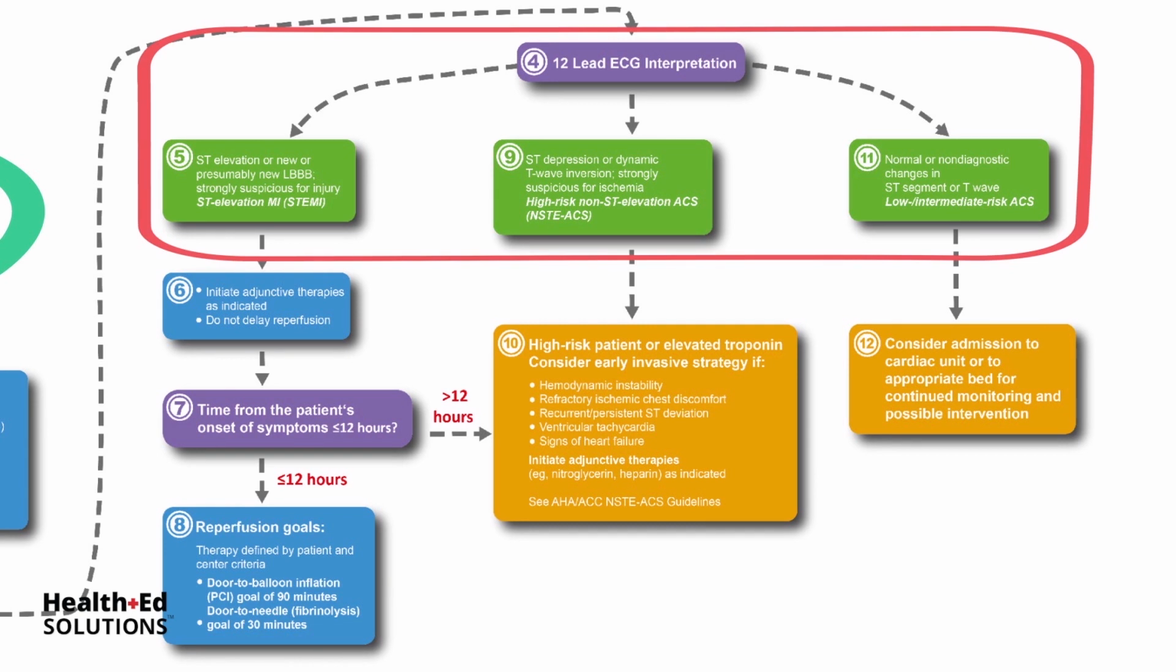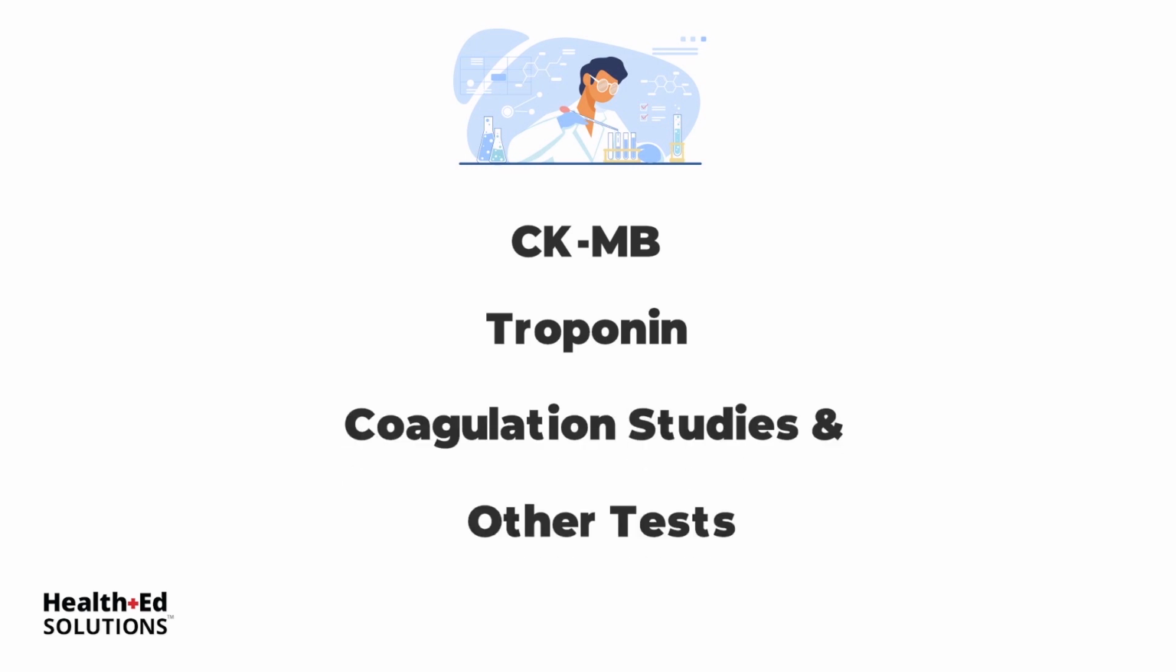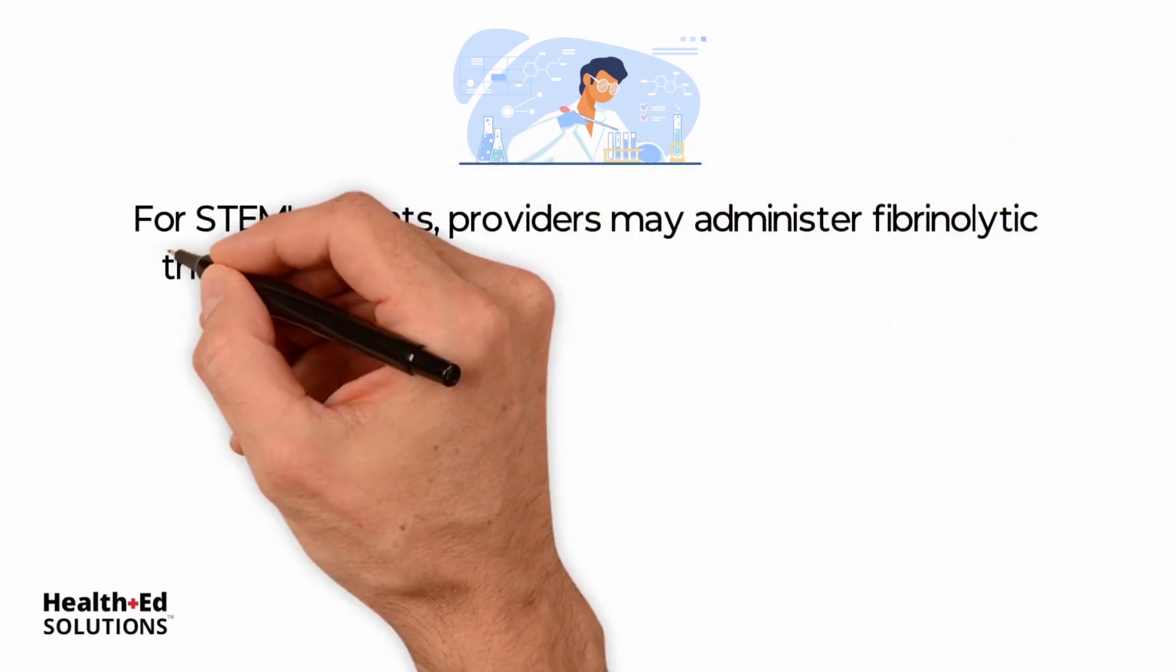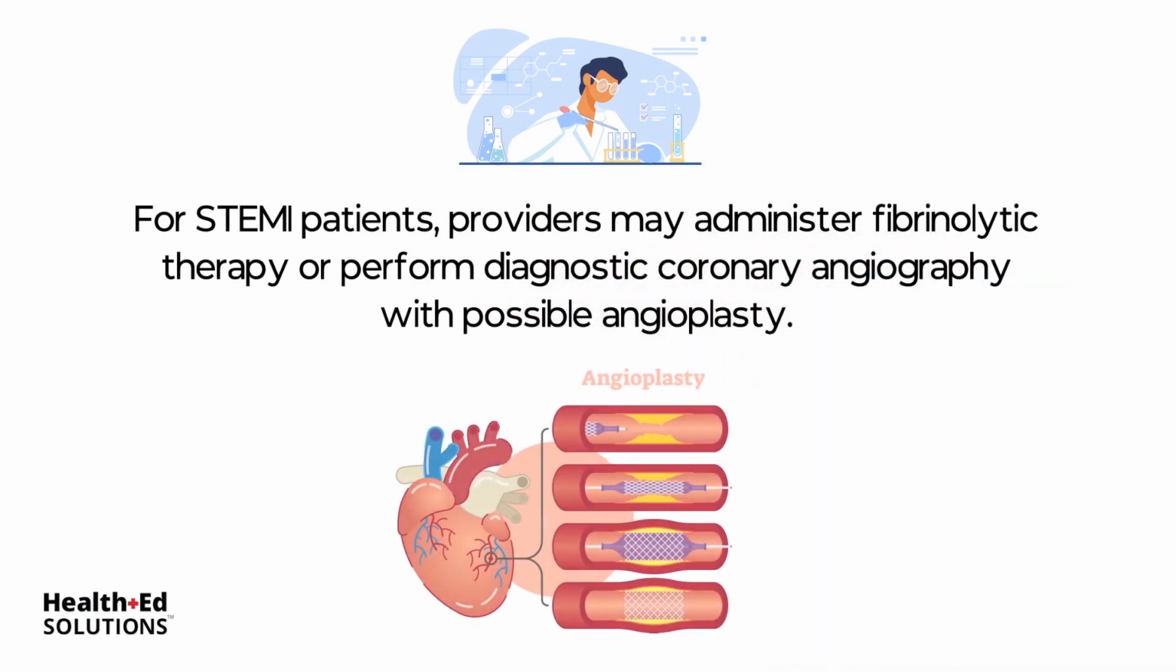Some tests may be requested when the patient arrives at the hospital. For example, patients with ACS should have labs ordered, which may include CK-MB, troponin, coagulation studies, and other tests. For STEMI patients, providers may administer fibrinolytic therapy or perform diagnostic coronary angiography with possible angioplasty.